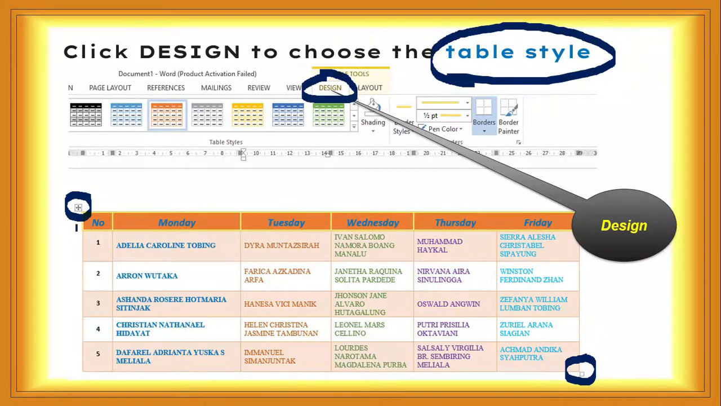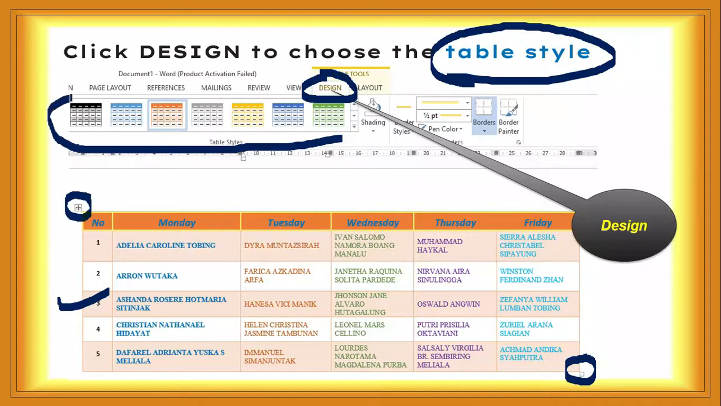If you don't make your table active, kalau kamu tidak aktifkan, maka ini tidak ada tombol design. Menu design ini tidak ada. So, you must click your table first and then have design. Akan muncul design, baru kamu klik, so many options here, kid. Banyak pilihan di sini. You can choose one.